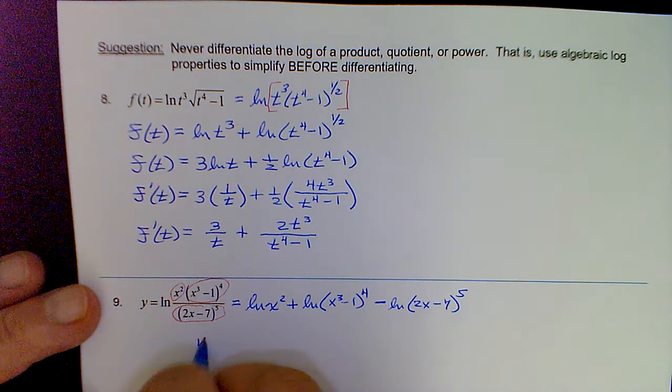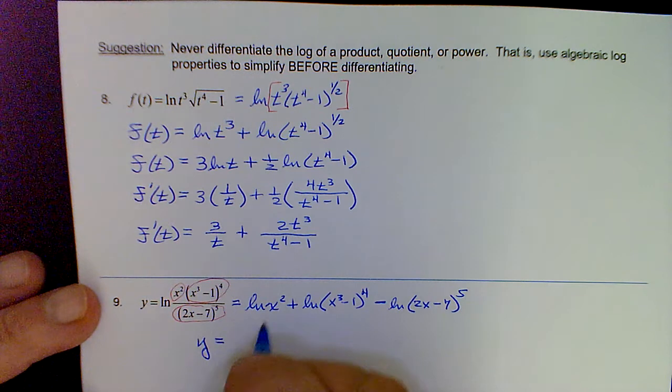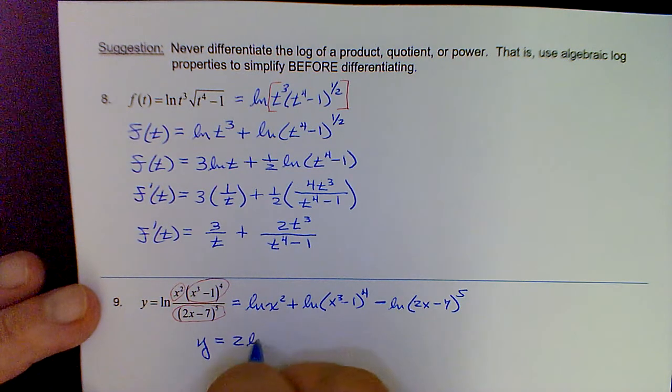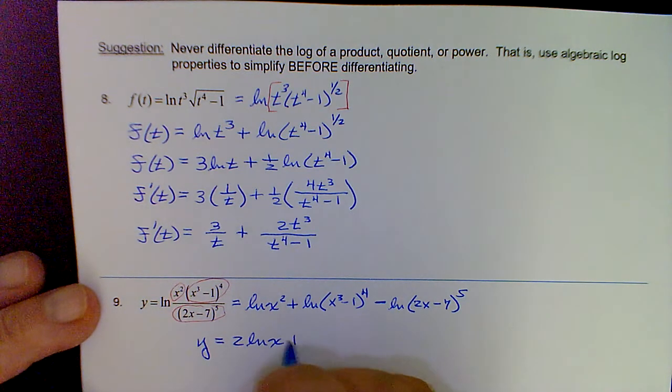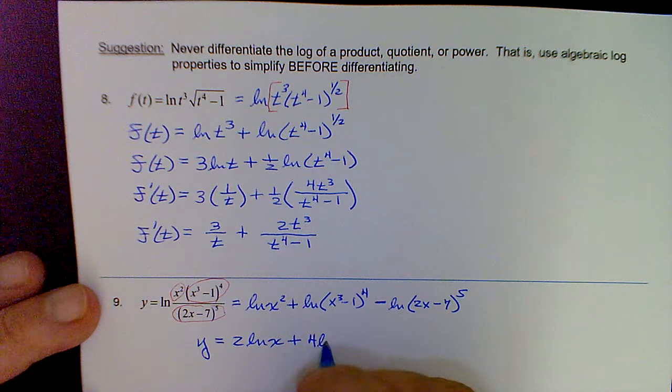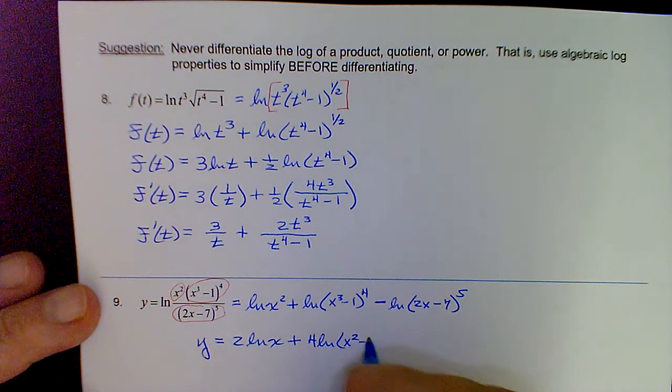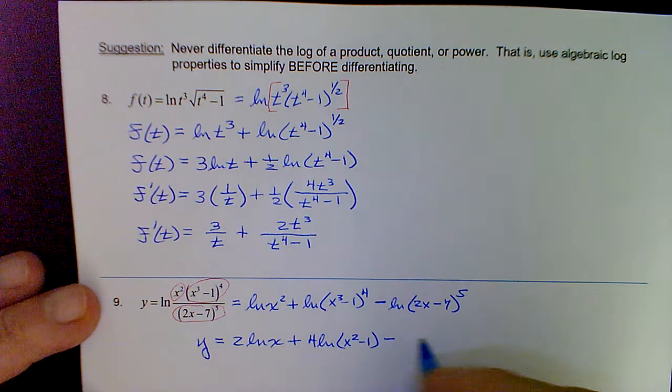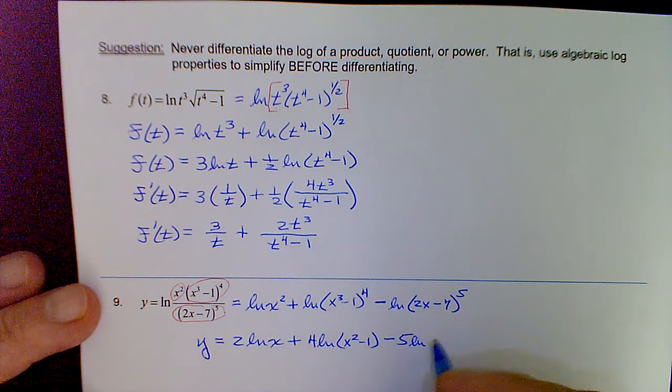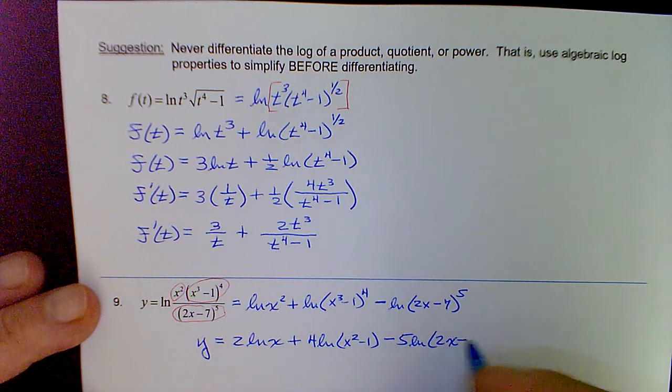And we can go further. This would still be y. Use the power property: 2 natural log x plus 4 natural log of the quantity x squared minus 1, and then minus 5 natural log of the quantity 2x minus 7.